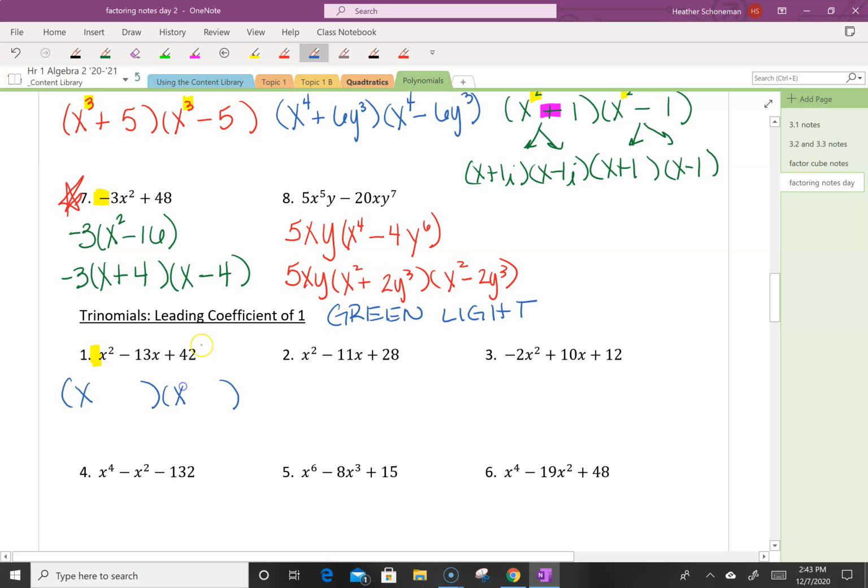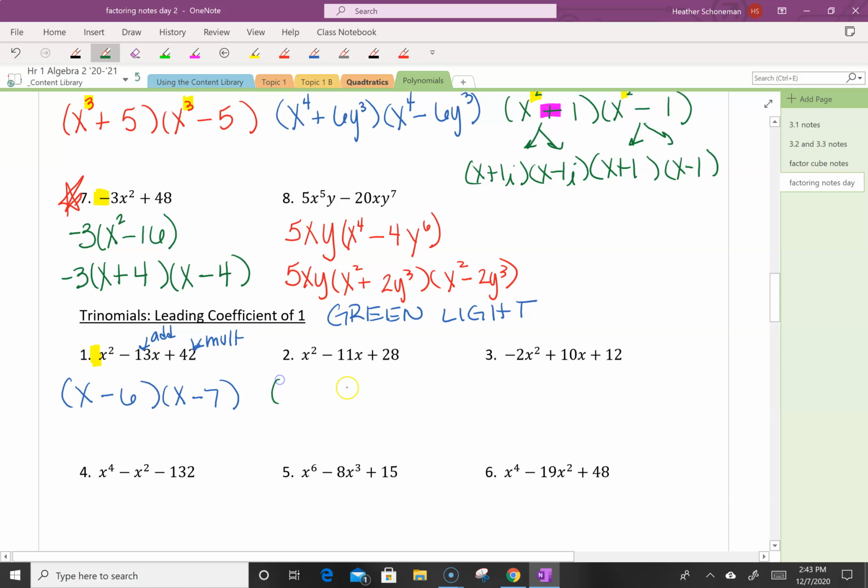I have an x and an x. I'm looking for 2 numbers that multiply to 42 and add to -13. Because they multiply to a positive, they both have to have the same sign. Because they add to a negative, they both must be negative, so I'm going to say -6 and -7. We're not solving anything in these problems, so we just stop right here at the factoring.